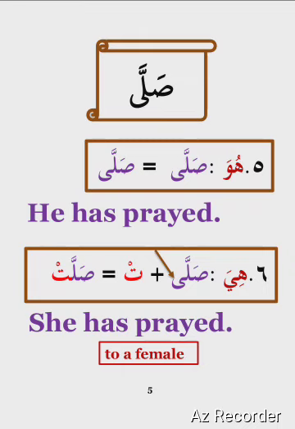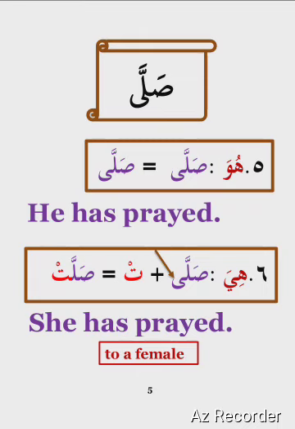So how do you ask in Arabic? Has he prayed? Hal salla, has he prayed? Or hal salla Ahmad? Has Ahmad prayed? Hal salla Ahmad, has Ahmad prayed? Now they respond, Na'am salla, yes, he has prayed. Hal salla Ahmad? The answer, Na'am salla, yes, he has prayed.